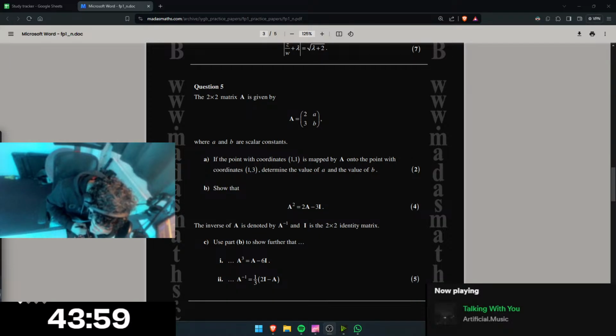Equals 2, 3, minus 1, 0. A squared equals 2 minus 1, 3, 0 squared. So 2a minus 3a is equal to.